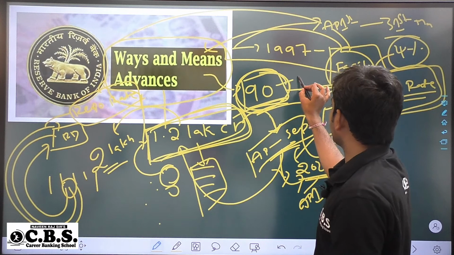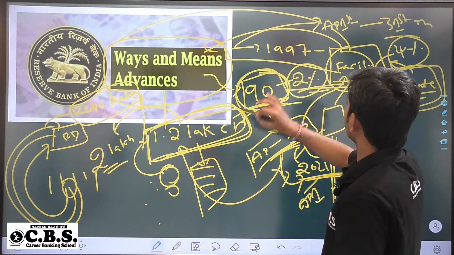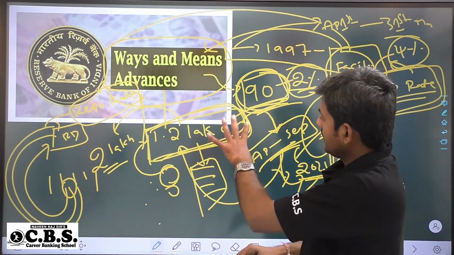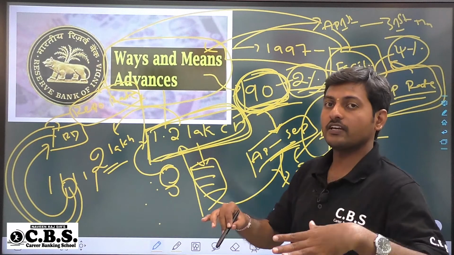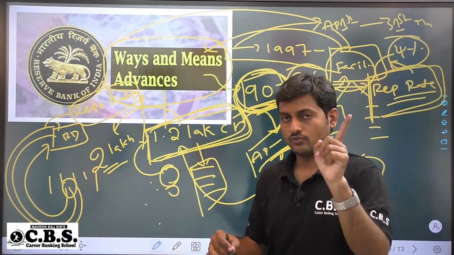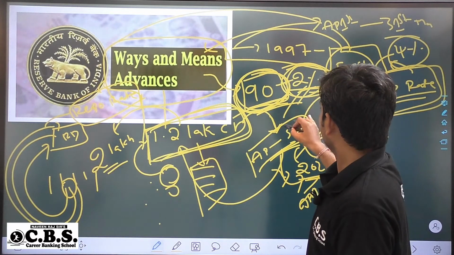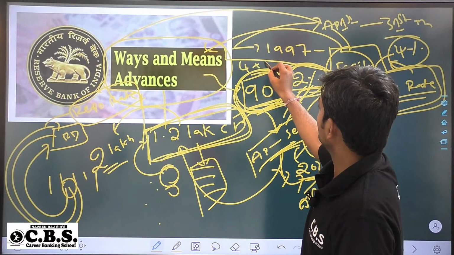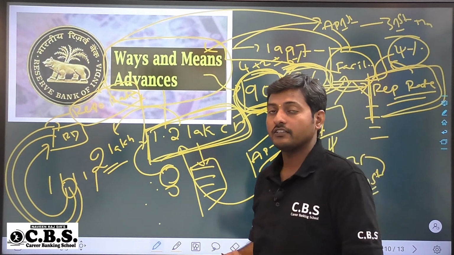Okay, so that is 2% additional rate. Here 4% and 2%. If the governments fail to repay the money within 90 days, then it becomes overdraft. So Reserve Bank of India will impose an additional 2% interest, that is, 4 plus 2, then it becomes 6%. Very important point.